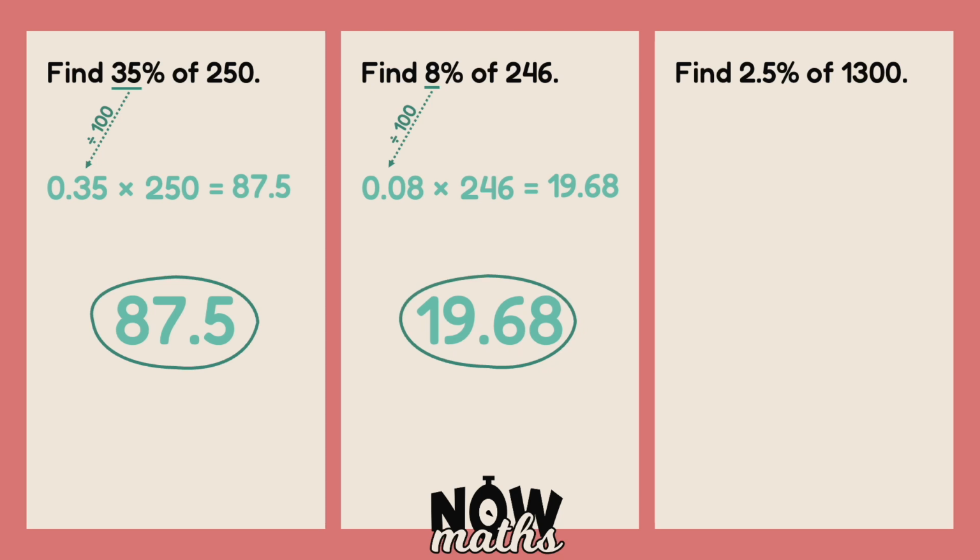And finally, for our third question, to find our decimal multiplier, we need to turn 2.5% into a decimal. To do this, we divide by 100, which gives us 0.025. So 0.025 is our decimal multiplier because if we multiply any amount by 0.025, it will find 2.5% of that amount. We want to find 2.5% of 1,300, so we multiply 0.025 by 1,300, which gives us an answer of 32.5.